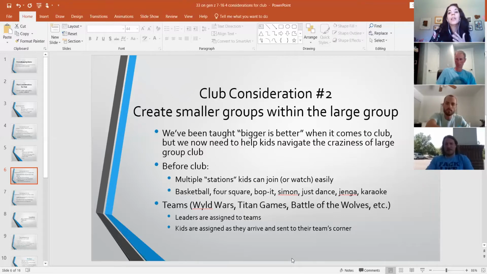So that's one way. During club, another way to do that is to have teams at club. We called it Wild Wars, or around your mascot, Titan Games, Battle of the Wolves, whatever it is. For a couple months, we had teams in our club, and leaders were assigned to those teams. Then when kids arrive at club, they're assigned to a team. So Johnny's new. Johnny, welcome. You're on the green team. Go see Scott, he's your green team captain. He's going to get you all set up.